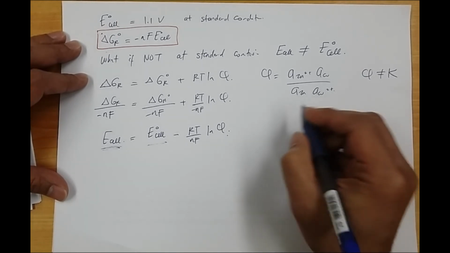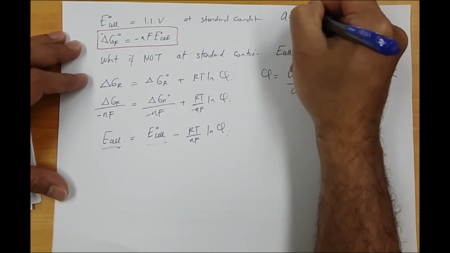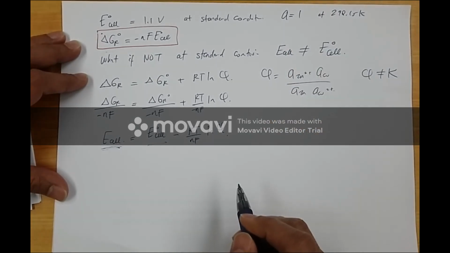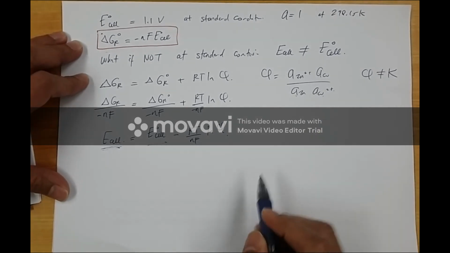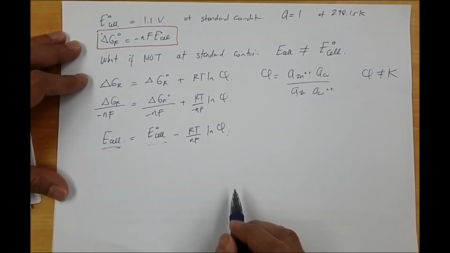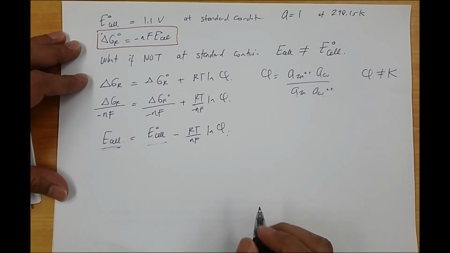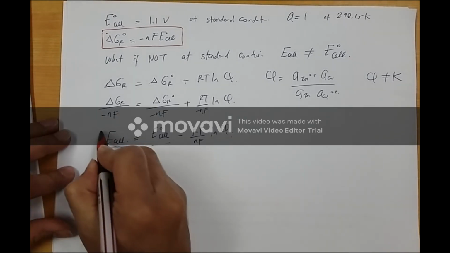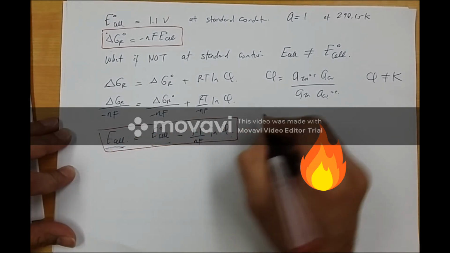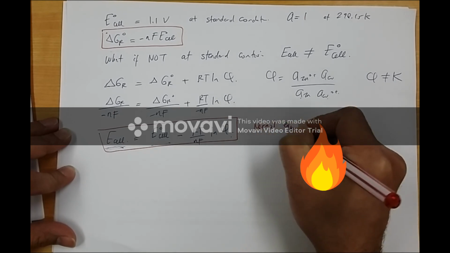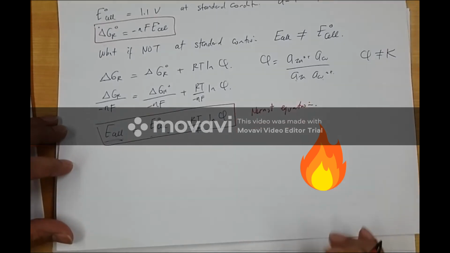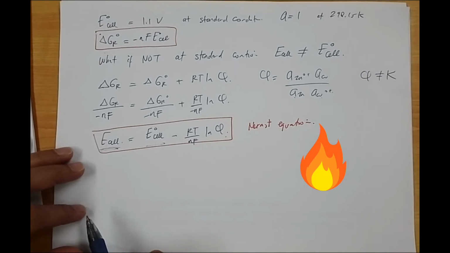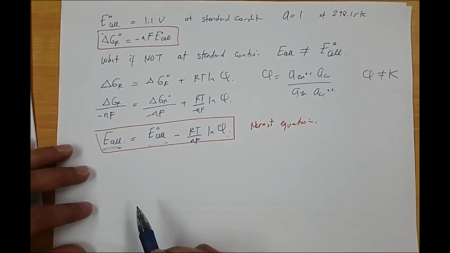Remember, at standard condition, at 298.15 Kelvin, all the activities are 1, right? This is 1, 1, 1, 1. So if you're not at standard condition, this value will not be 1. All right. This equation here is called the Nernst equation. Great. It helps you to predict what will be the E cell of your system when it's not at standard condition, right?